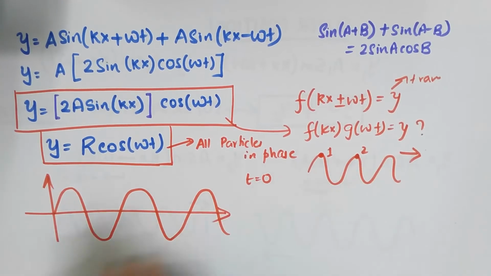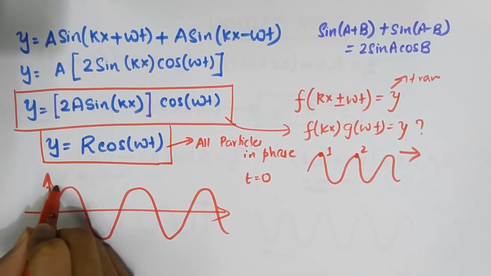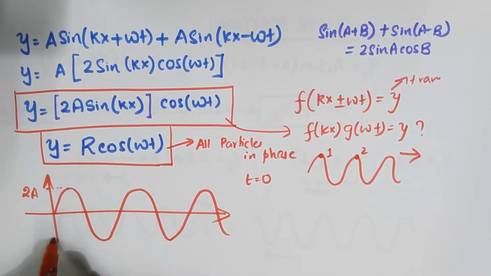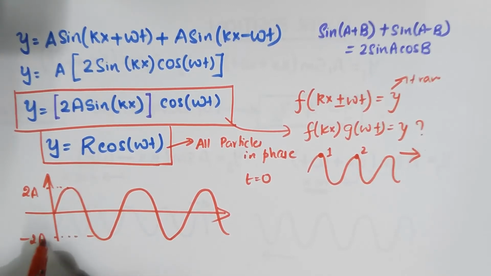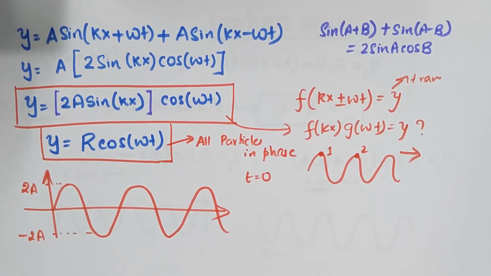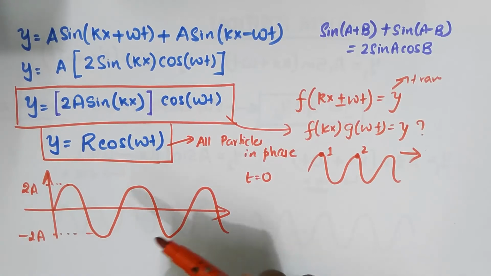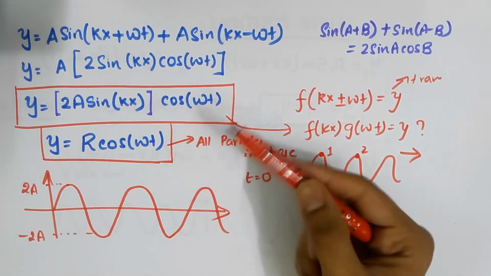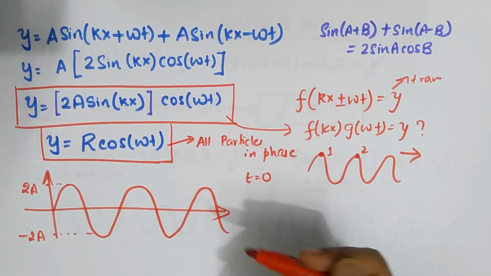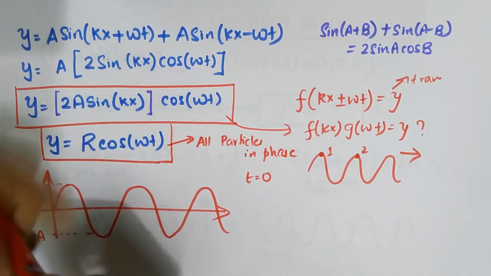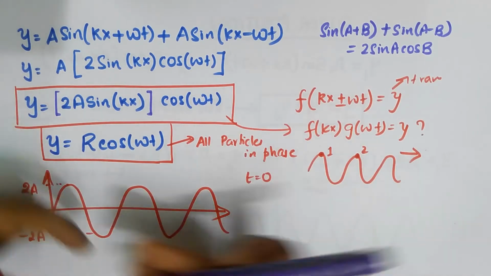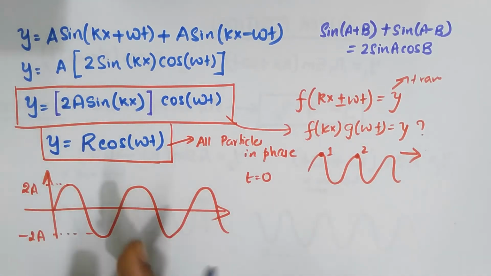That looks pretty much like this wave. Okay, and this now has an amplitude 2a, minus 2a. But what's important is, if I wait for some time, if I go for time t equal to something later, it's not 0.